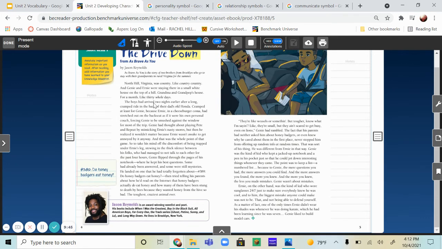It says, "The boys had arrived 2 nights earlier after a long, cramped ride in the back of their dad's old Honda. Cramped at least for Jeannie, because Ernie, in a cheeseburger coma, had stretched out on the back seat as if it were his own personal couch, forcing Jeannie to be smushed against the window for most of the trip." So, what does that tell us about Ernie? Okay, Ernie has stretched out, taken up most of the back seat. What does that tell us about him? Answer in this next question.